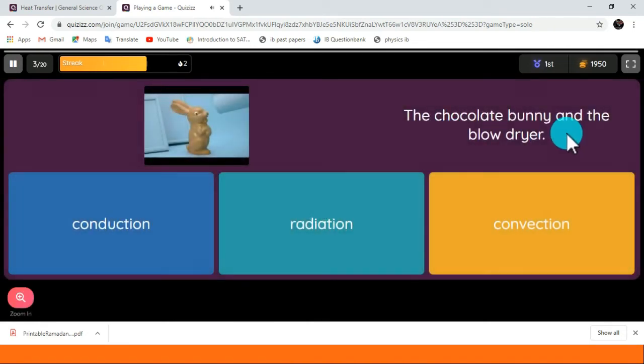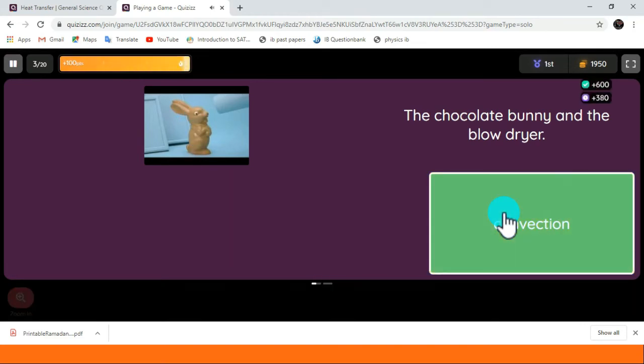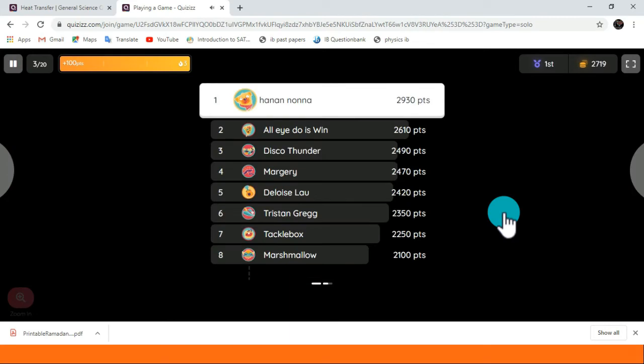The chocolate bunny and the blow dryer. I have a blow dryer. I have a source of what? Air. Hot air. So what we are talking about, which one? For sure convection. Hot air, cold air. So convection.